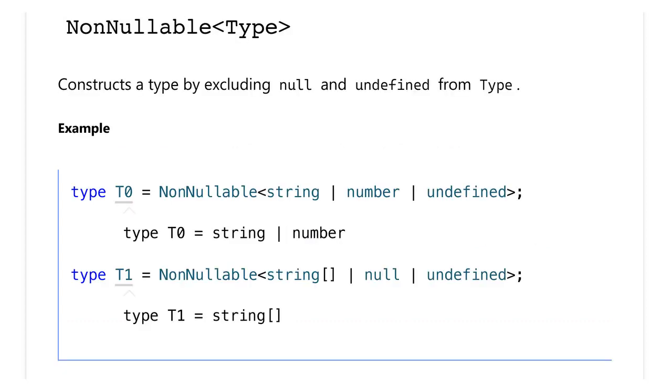NonNullable<Type> constructs a type by excluding null and undefined from Type. Example: type T0 = NonNullable<string | number | undefined>; type T0 = string | number. type T1 = NonNullable<string[] | null | undefined>; type T1 = string[].